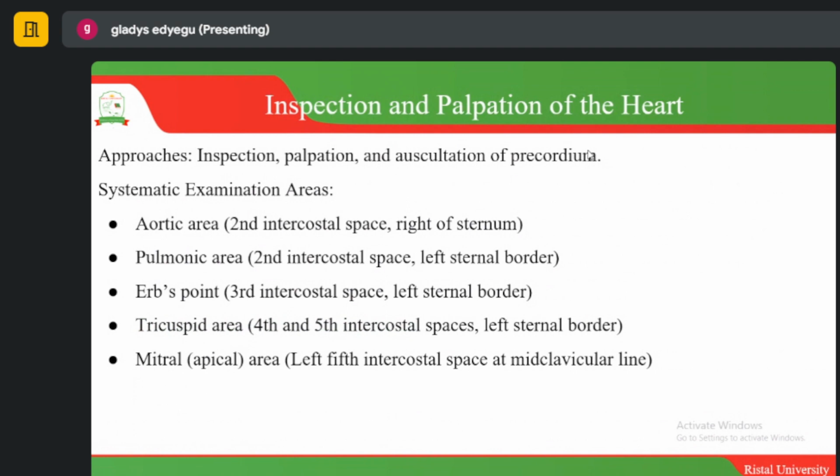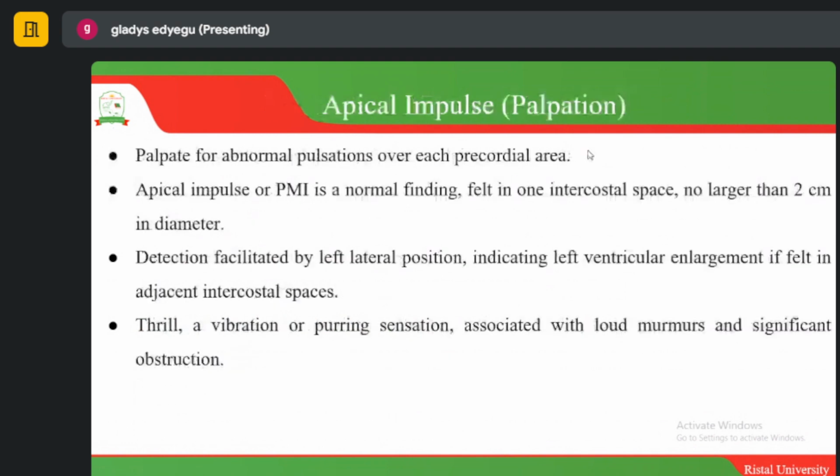So systemic examination areas, you have to look at the aorta, the aortic area, and where do you get it from? In the second intercostal space, right of the sternum. All these areas that you're supposed to assess, I've tried to put them clearly so you can follow this and assess those areas systematically.